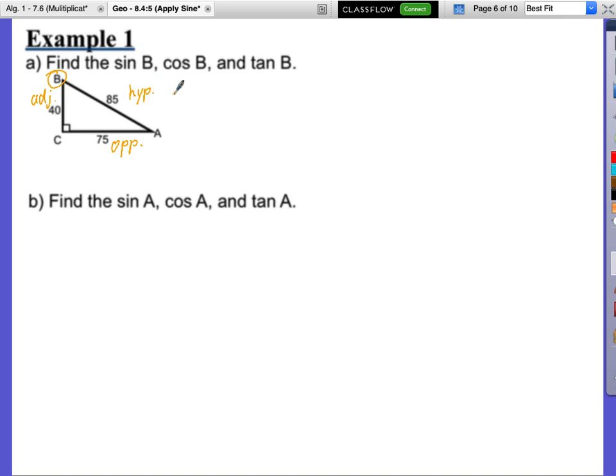So now we need our sine, cosine, and tangent. Well, what's our acronym to help us remember these? Somebody spell that out for me. Paige, I want you to spell the first three.